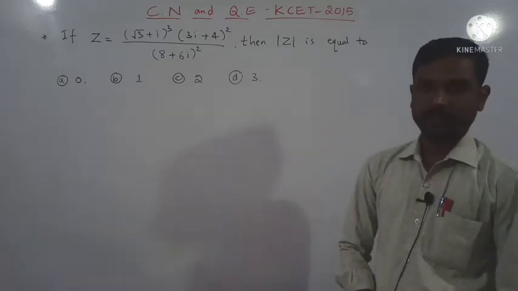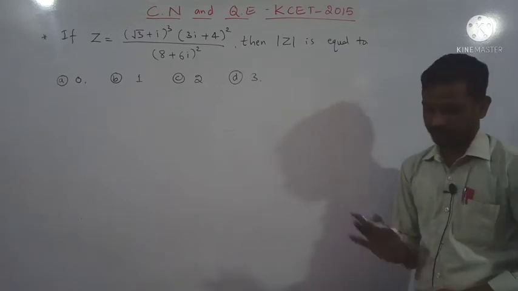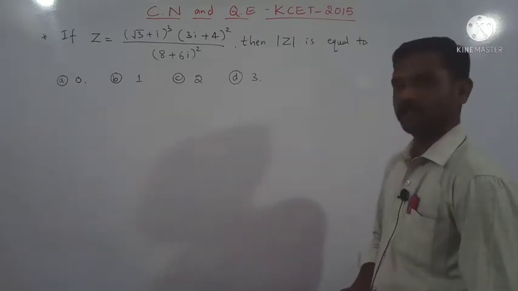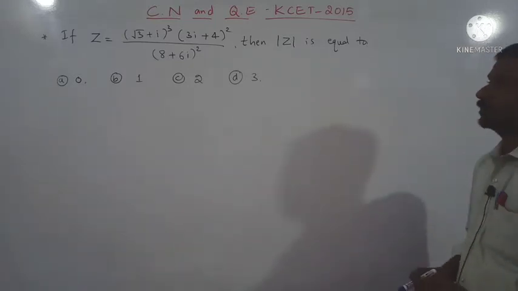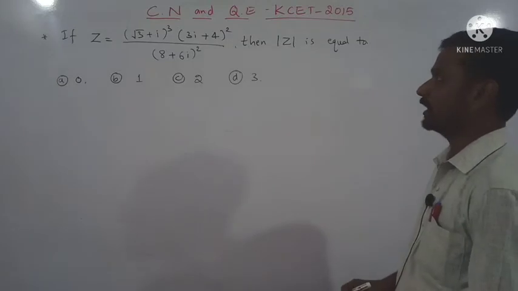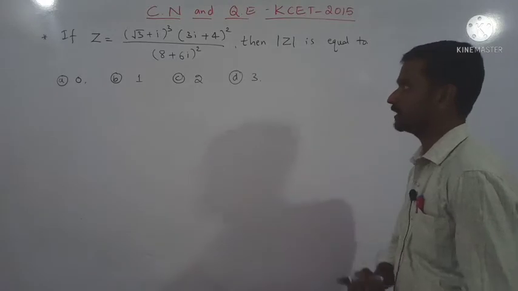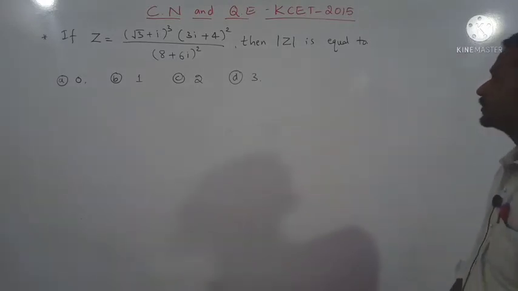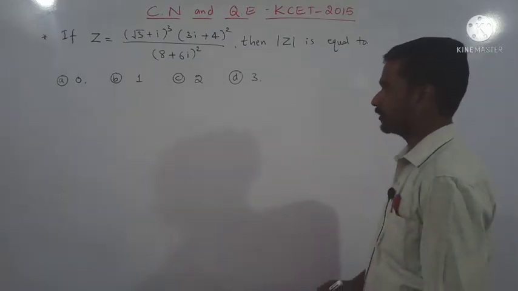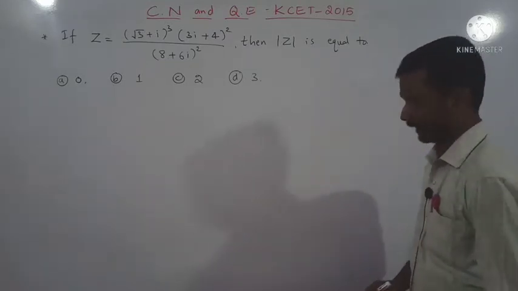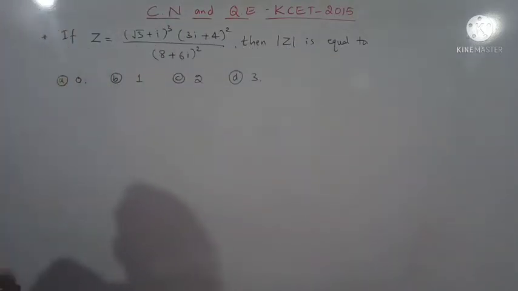Hello dear students, in this video I am going to discuss questions asked in the year 2015, and these questions are selected from the unit complex numbers and quadratic equations. The first question is, if z equals (root 3 plus i) whole cube into (3i plus 4) whole square, whole divided by (8 plus 6i) whole square, then mod z is equal to: the first option is 0, the second option is 1, the third option is 2 and the fourth option is 3. We have to find the modulus of the given complex number z.